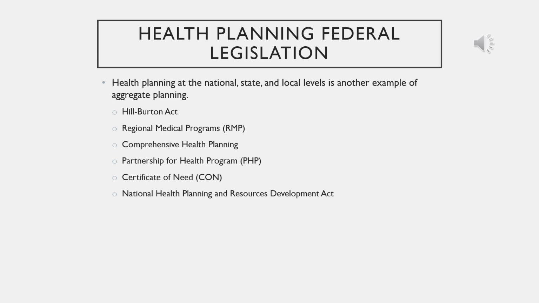This combined the strengths of the Hill-Burton Act, RMPs, and the Comprehensive Health Planning Program to forge a new system of single state and area-wide health planning. The goal and purpose of the new law were to increase accessibility as well as acceptability, continuity, and quality of health services.